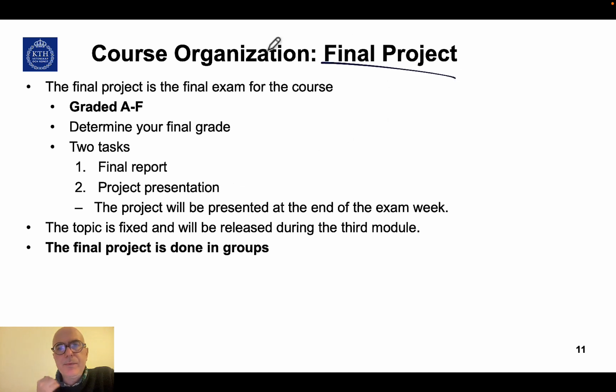compulsory. And this final assignment will give the grades for this course. So this final assignment is graded A to F. It will determine your final grade, and there will be 2 major tasks. One task is the submission of a final report in PDF format and the project presentation. The project will be presented at the end of the exam week. The topic is fixed and will be released during the 3rd module. Also, the final project is done in groups of 2-3 people.